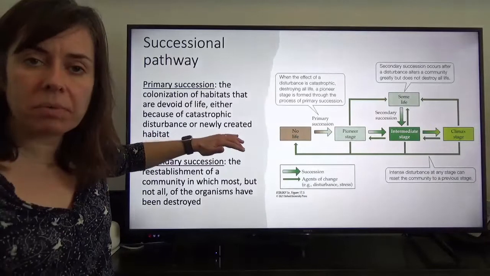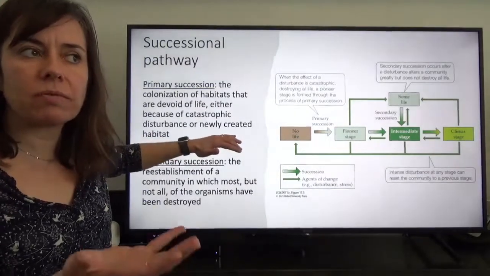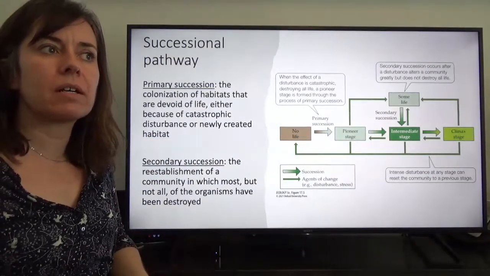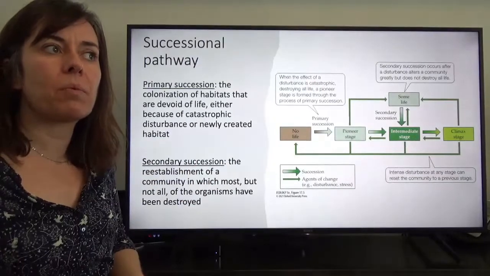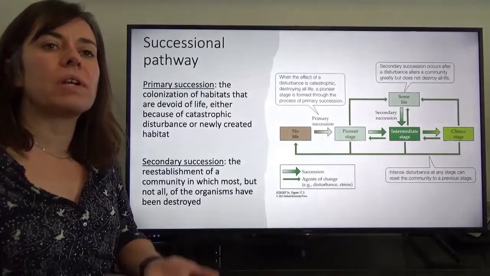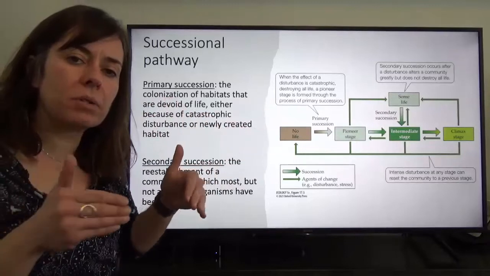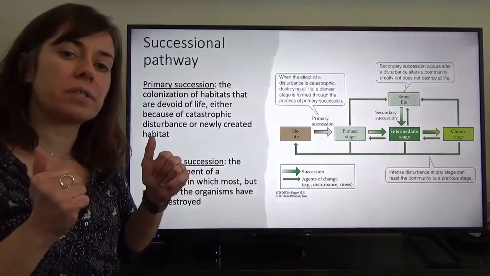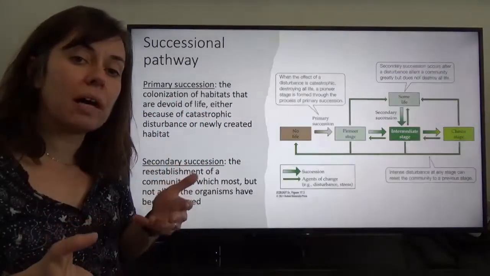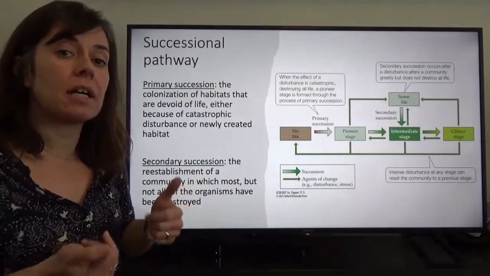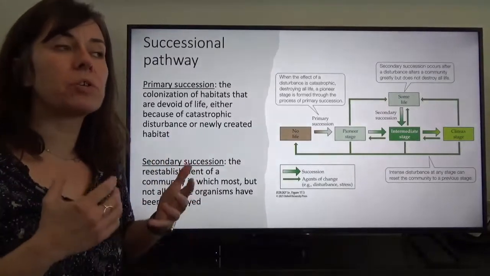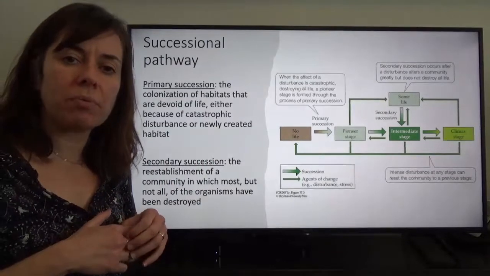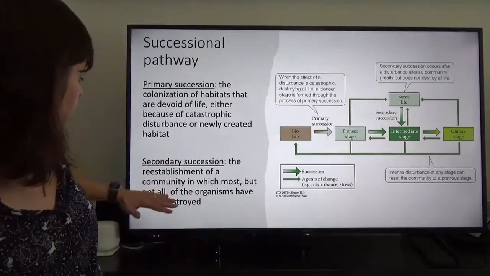Another great example would be the creation of islands, where we have reefs that end up being up above the surface of the ocean and creating new island habitat. That's another example where you have newly created habitats that were not previously there before. Okay.